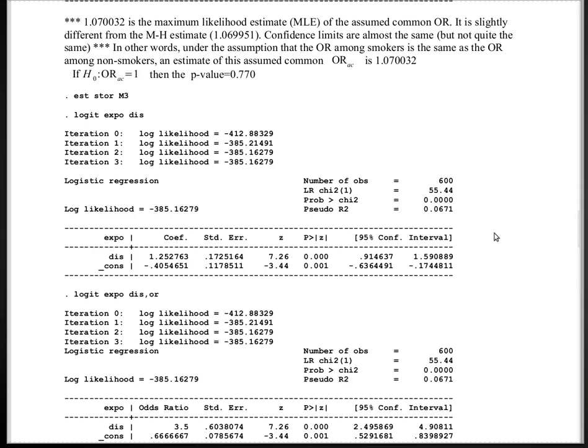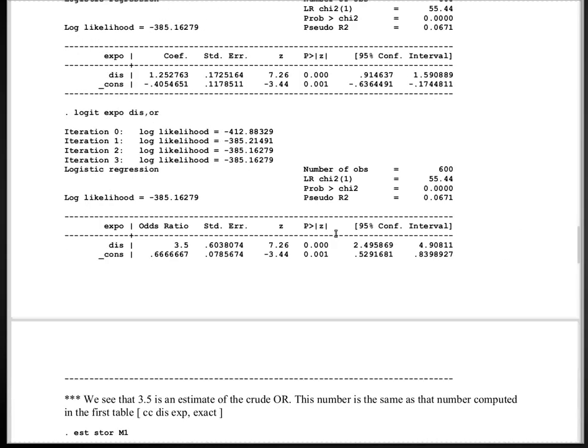And there we have the familiar 3.5, which was the estimate that we got from the simple 2x2 table. It was just good old AD over BC. And it's the estimate of the crude.